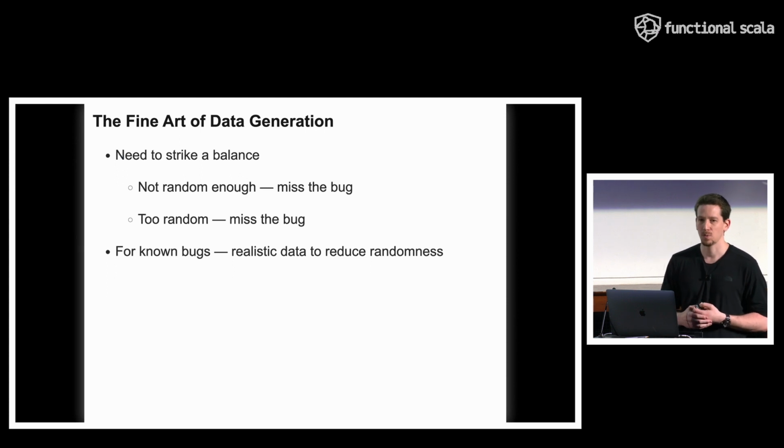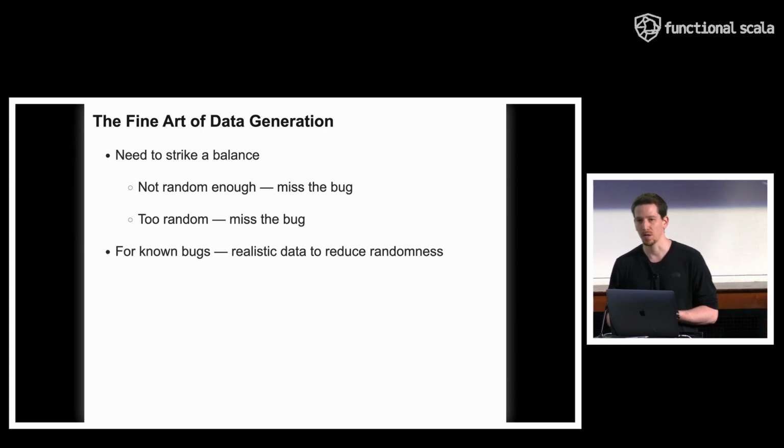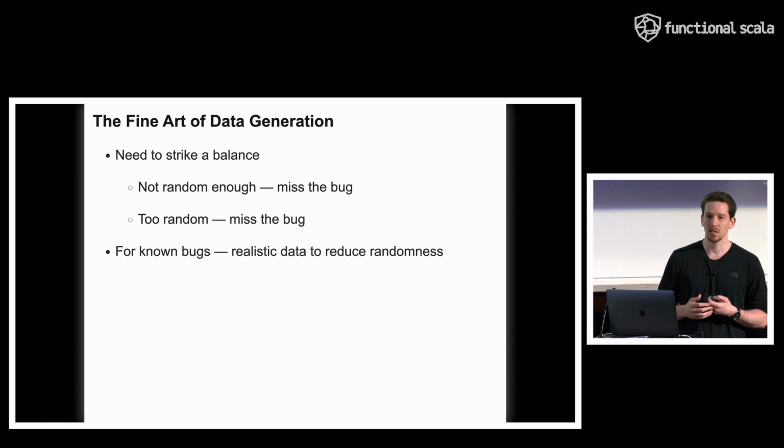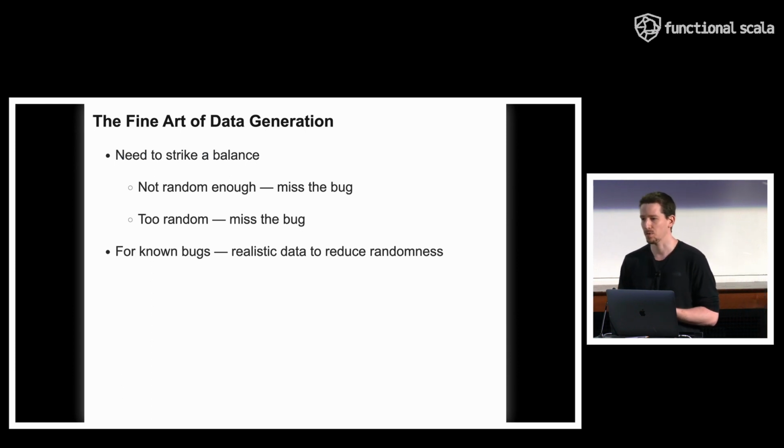But in the specific use case where we have a known bug, we know that we're trying to catch something existing. Realistic data from production, something that looks more similar to the production data, might actually help us to minimize the state space, minimize the randomness of the test, but still be relevant for catching the bug.